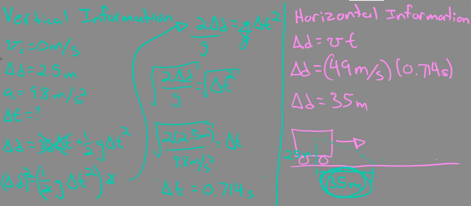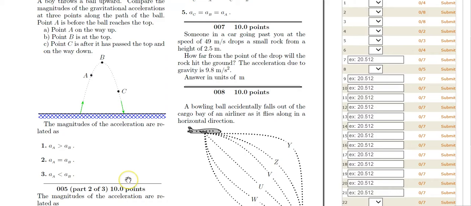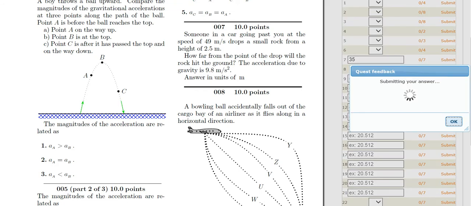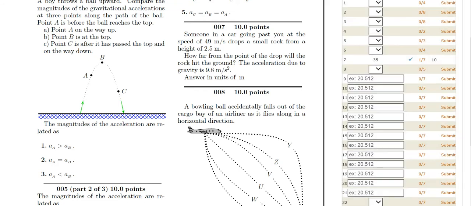So 35 meters, if I pull up my answer screen here, number 7, I'll plunk that in, 35, and submit that. Nice. So good luck on that question. Remember, always split it into 2 sections, your vertical motion and your horizontal when dealing with projectiles.